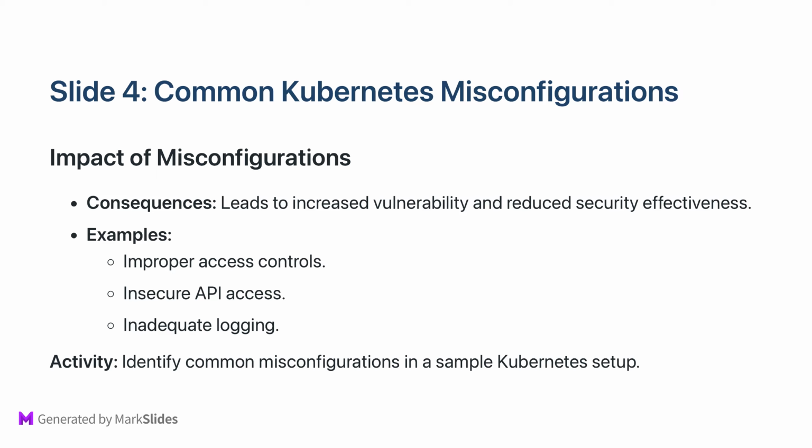Now let's put this into practice. Our activity involves identifying common misconfigurations in a sample Kubernetes setup. Take a moment to review the setup and identify where it falls short in terms of security configurations. This exercise will help you understand how to spot and correct these misconfigurations in your own environments.